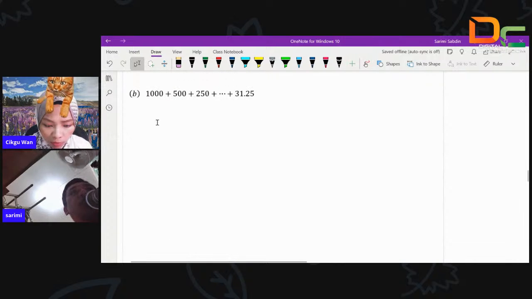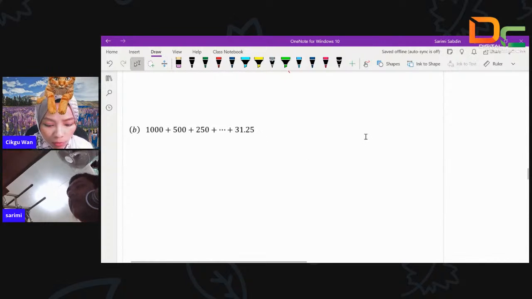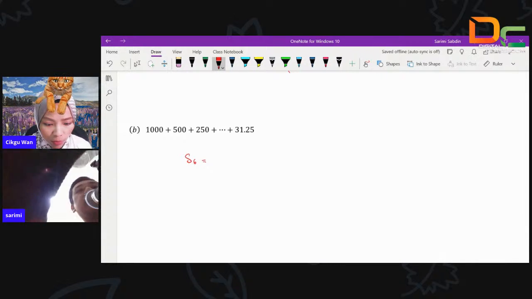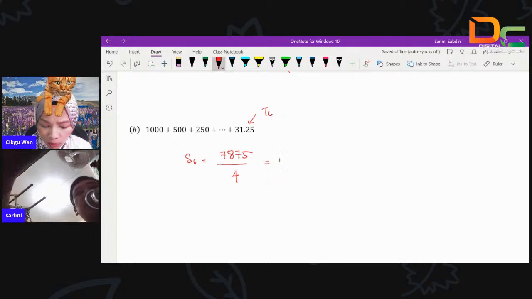B and C are just the same as the previous example, so I can't show them all, I'll just give the answers. For B we find S6, because 31.25 is T6. You find A and R and you will get S6 as 7875 over 4, or in decimal, 1968.75. You can try by yourself.